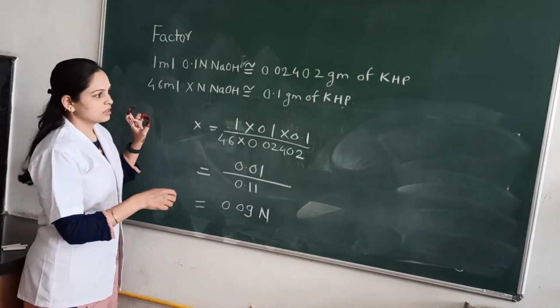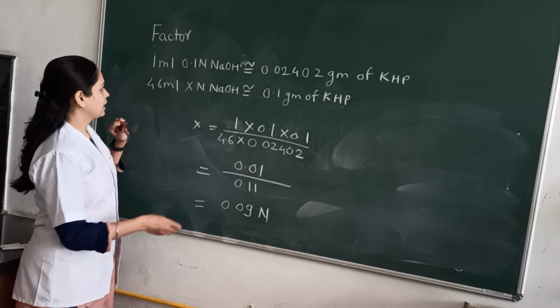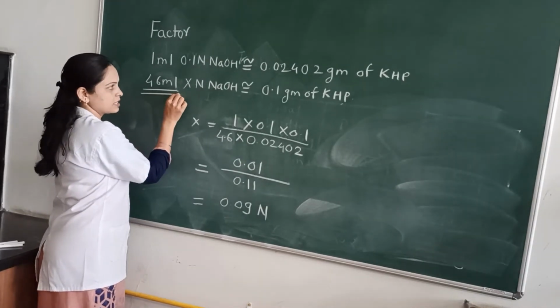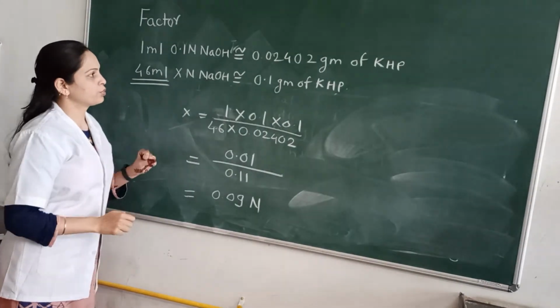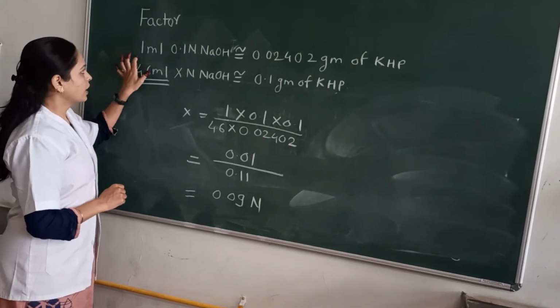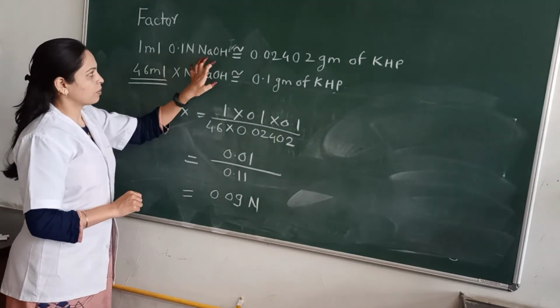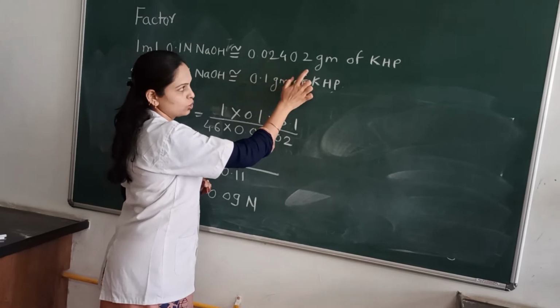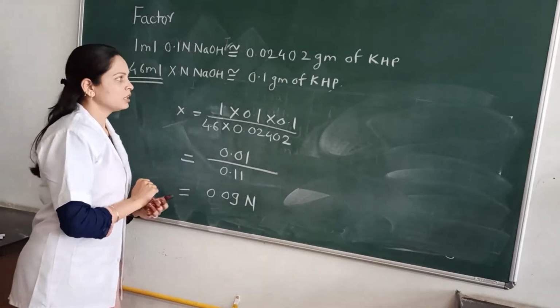Students, from the practical we have got the 3 readings and we have taken the mean of these 3 readings, that is 4.6 ml. Now we have to proceed for the calculation part. The factor for the calculation is that 1 ml of 0.1 normal NaOH is equivalent to 0.02042 gram of potassium hydrogen phthalate.